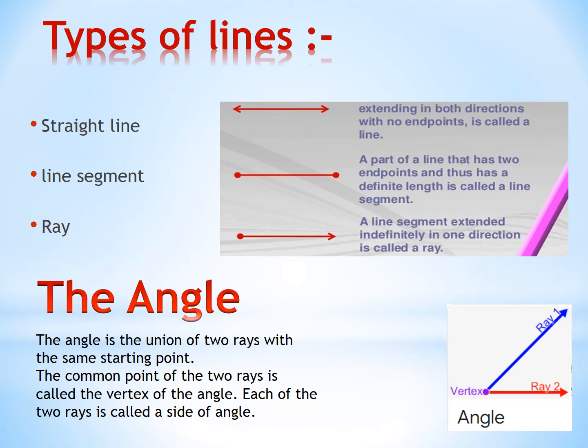بنتكلم عن الري عشان ناخد الانجل. The angle is the union of two rays with the same starting point. The common point of the two rays is called the vertex of the angle. Each of the two rays is called a side of the angle. الشكل موجود قدامي. عندي two rays, ray 1 and ray 2. حصل لهم union في البوينت اللي هي بنسميها ال vertex of the angle، والتو rays كل واحد منهم بسميه ال side of the angle.